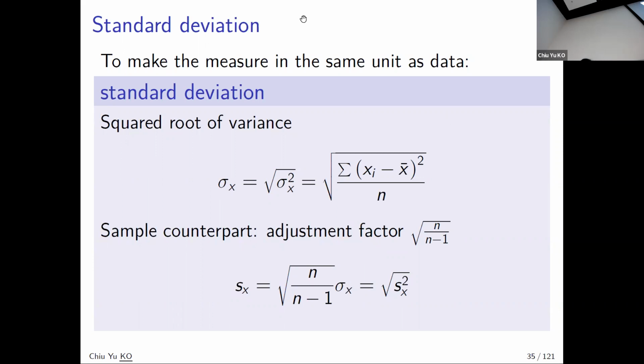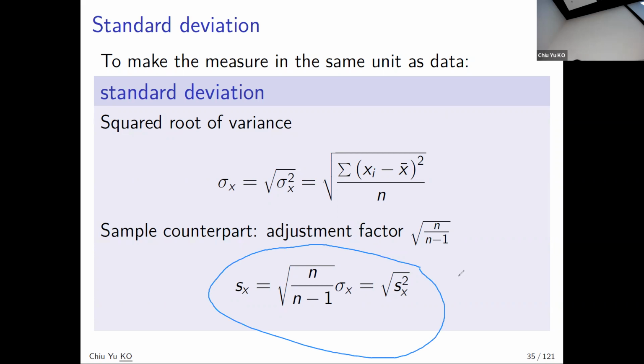And again, as I told you, for most purposes, this is the thing we want to calculate. It's not divided by n, but by n-1. The idea is similar. This is how you do the estimation.